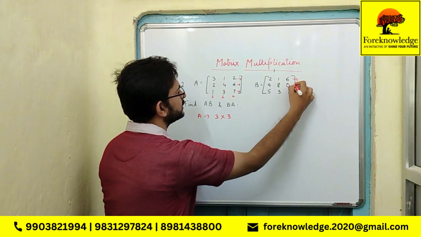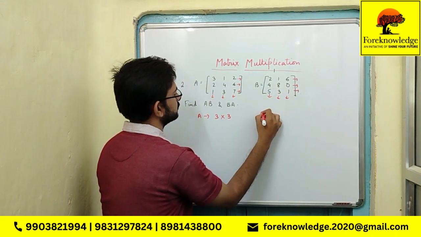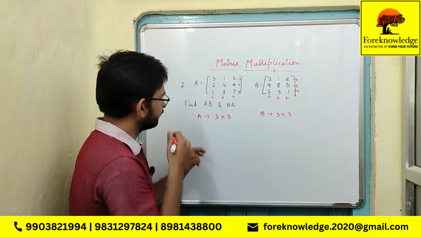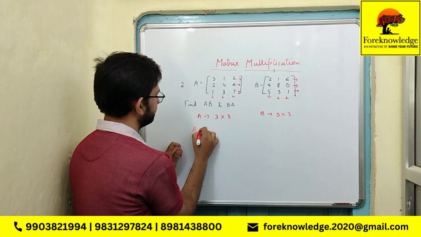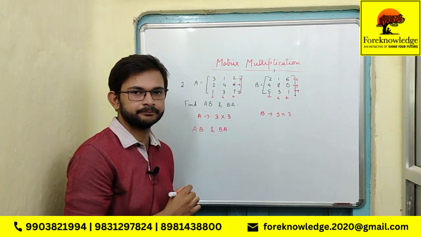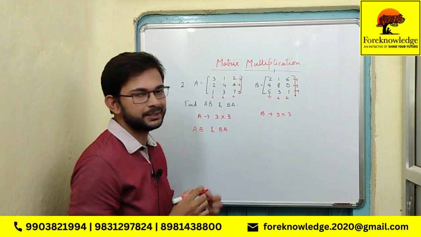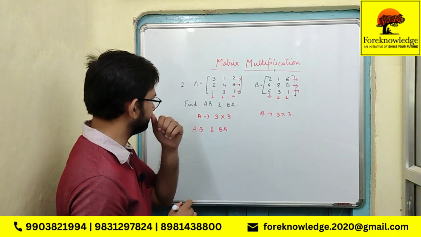B has 3 rows and 3 columns. So B also has 3 rows, 3 columns. Now, if you look carefully, both AB and BA are compatible. That means both of them can be multiplied, or the multiplication can be operated for both of them.